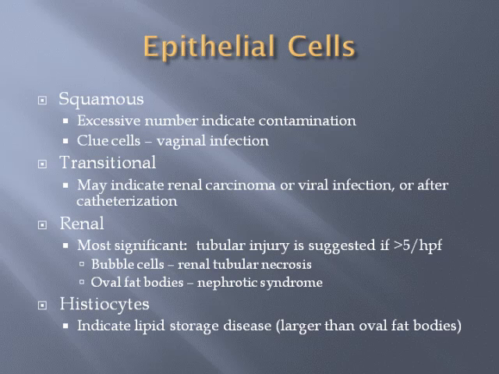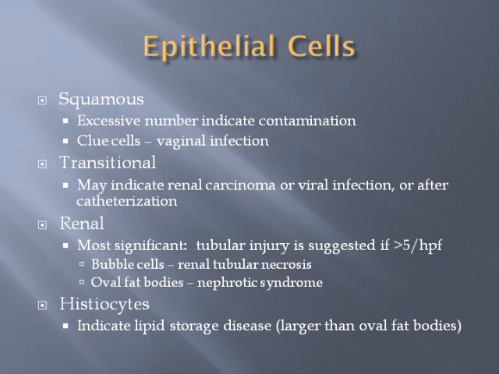Epithelial cells, there's many different types that we can find in the urine. Squamous, or squamous, depending on where you went to school. An excess number of squamous epithelial cells indicate perhaps contamination, especially if the sample came from a female. Clue cells, these are very heavily infected epithelial cells that have bacteria inside of them. This usually is a vaginal infection, generally with Gardnerella vaginalis.